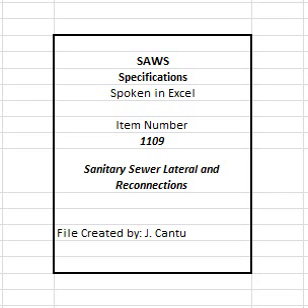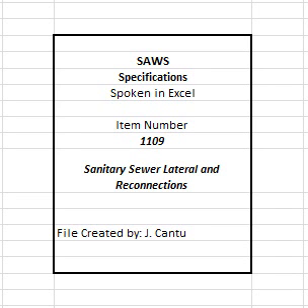1109.1 Description. This item shall consist of the installation of sanitary sewer lateral connections in sanitary sewer mains serving areas where service did not previously exist in accordance with these specifications and as directed by the engineer. 1. This item shall also consist of the reconnection of existing sanitary sewer lateral connections along parallel, replacement, or rehabilitated sanitary sewer mains in accordance with these specifications and as directed by the engineer.